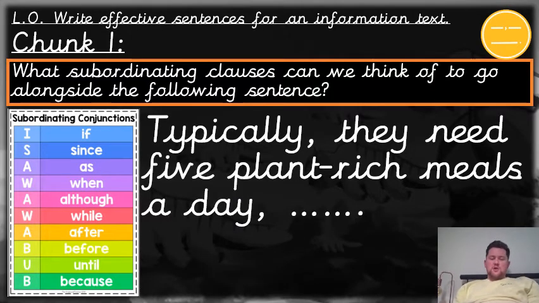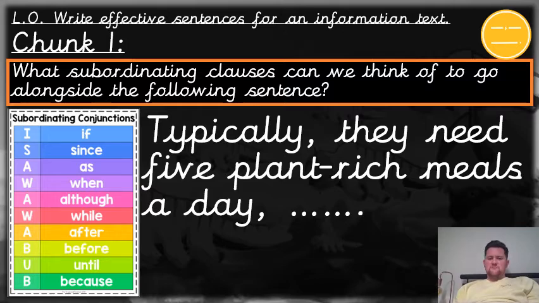So, what subordinating clauses can we think of to go alongside the following sentence? Now remember, subordination, I use the acronym I saw a wabub to help me. So I've got if, since, as, when, although, while, after, before, until, because. Typically, they need 5 plant-rich meals a day. Because, why would they need 5 plant-rich meals a day? Maybe because they're so large, they need lots of food. Because they are so large.